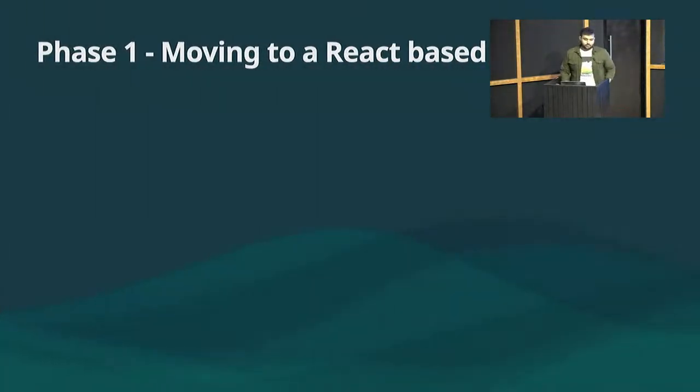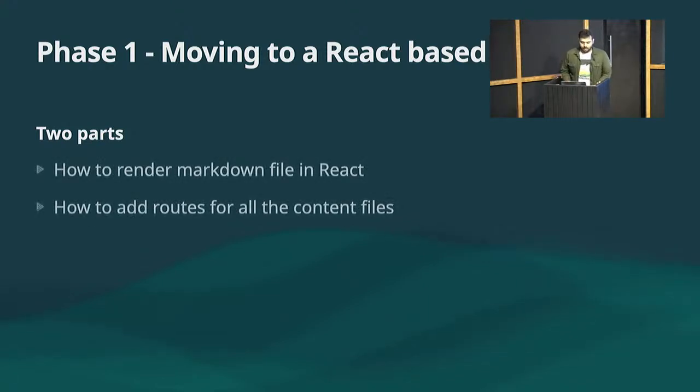Cool. Since we divided the move into 3 phases, this talk will just cover the first phase, where we'll talk about how we moved to a React-based system. For us to move to a React-based system, there were 2 parts we needed to solve. First was how do we render a Markdown file in React, and the second was how do we take all the content files and render them in our website.